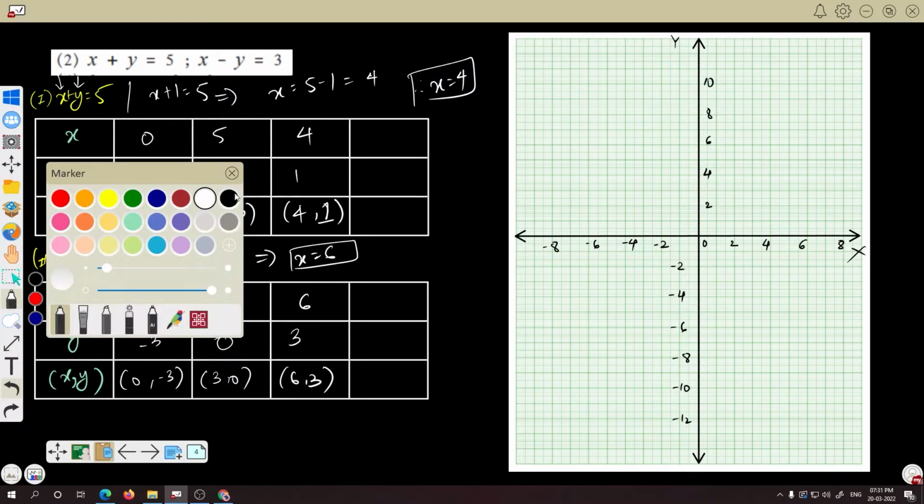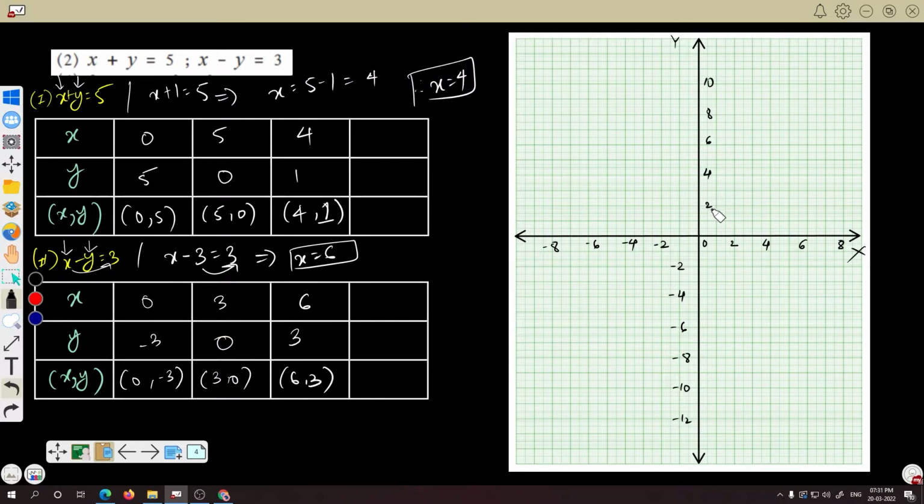First I'll go with the first equation, that is x plus y is equal to 5. The first coordinate is 0 comma 5, which means x coordinate is 0 and y coordinate is plus 5. So exactly between 4 and 6 we have this point 5. If I mark this point, this is your 0 comma 5. Now the second point is 5 comma 0, which means x coordinate is 5. So exactly on the x axis between 4 and 6, this point is 5. If I mark this point, this will give me 5 comma 0.